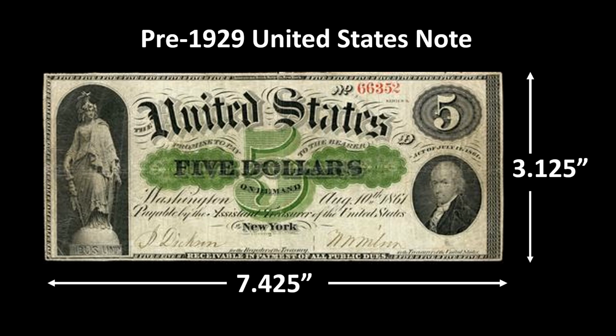The year 1862 marks the date of the first U.S. government-issued legal tender note. Its designed length was 7.425 by 3.125 inches. Though tolerances varied over the many years of printing, these notes remained nominally this size until 1929.